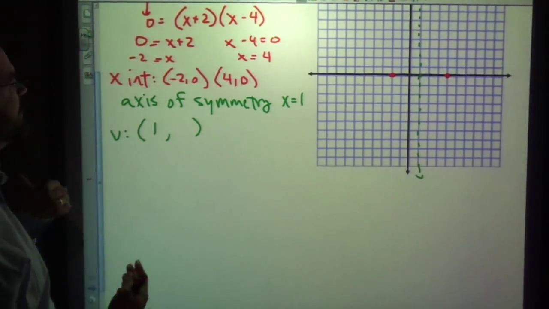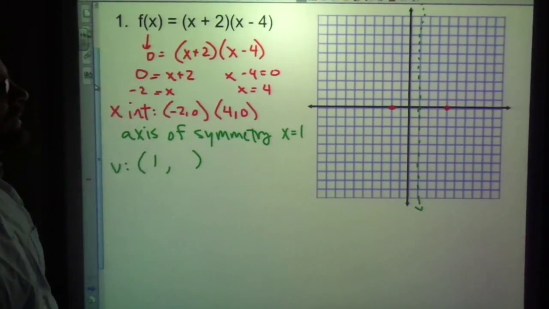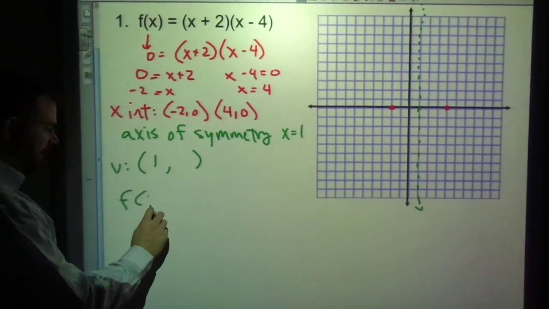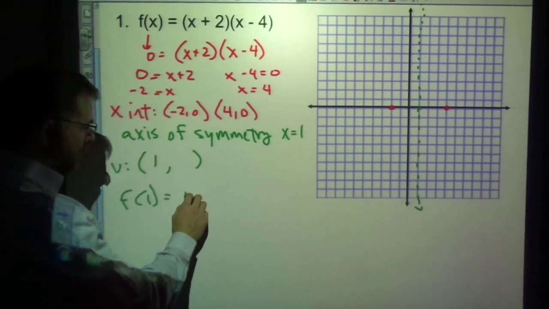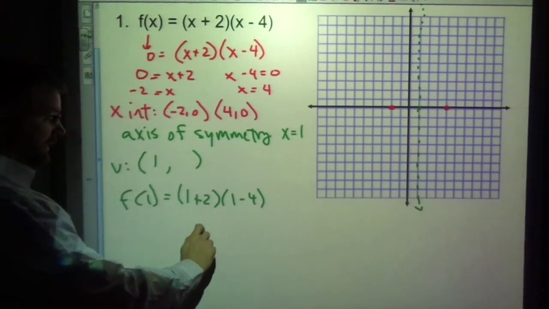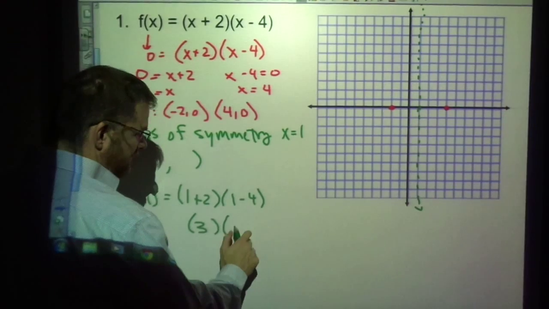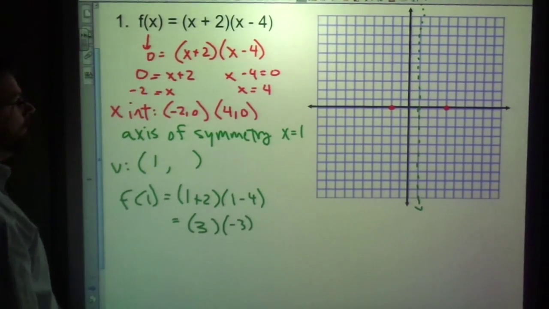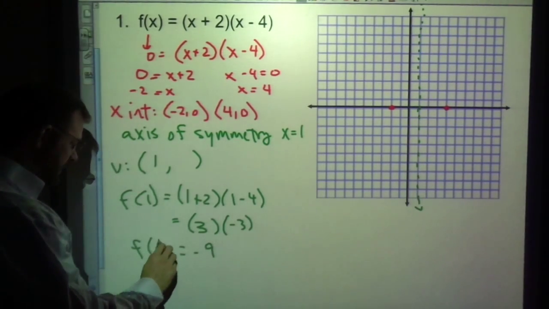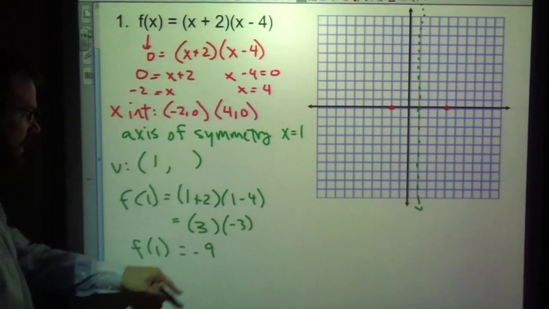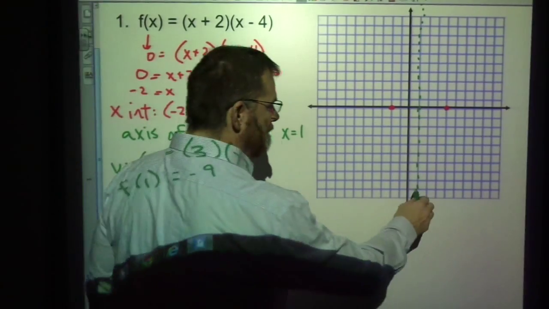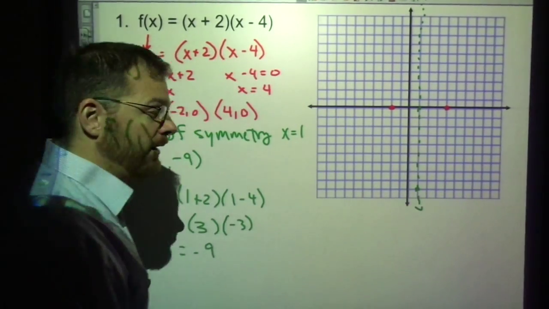So what I need to do is actually plug 1 back into the function and see what's the height of the function when x is 1. So if I plug in f of 1, that would give me 1 plus 2 and 1 minus 4. 1 plus 2 is 3. 3 times negative 3 is negative 9. So f of 1 is negative 9, which means when x is 1, y is negative 9. So I can come down here to negative 9, and there is my minimum.